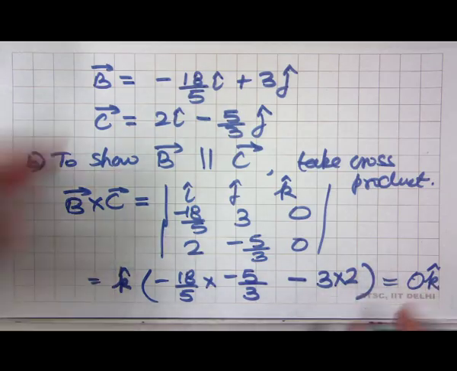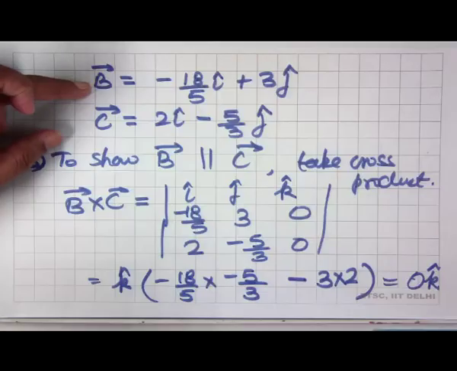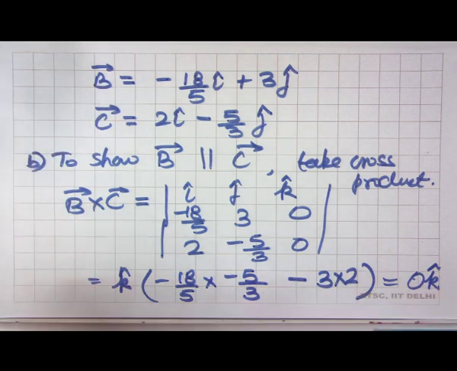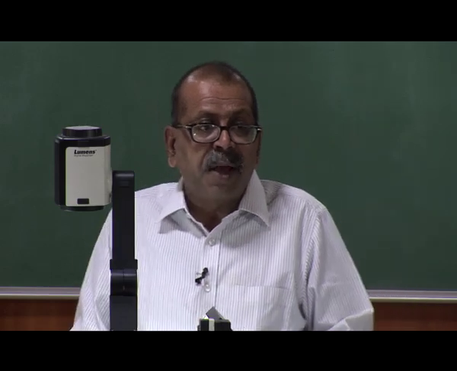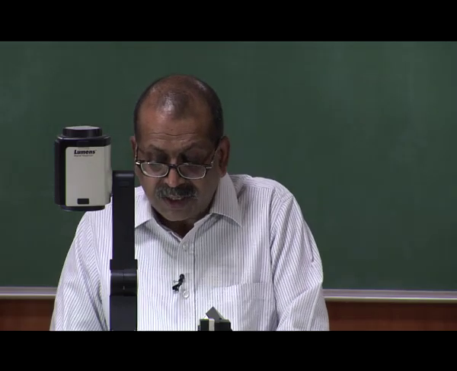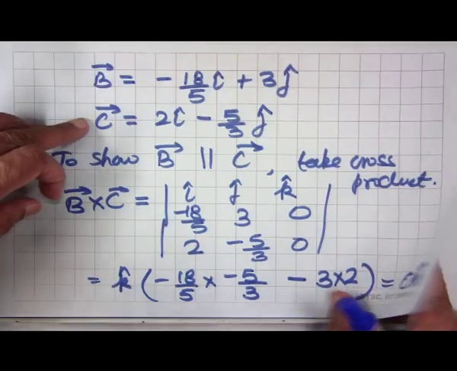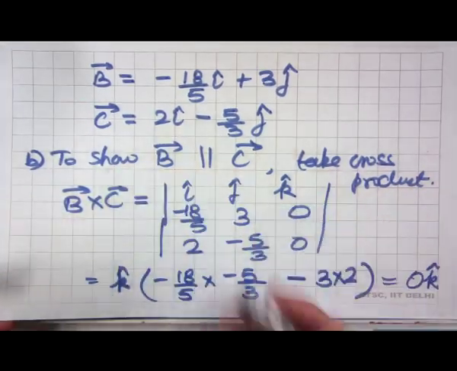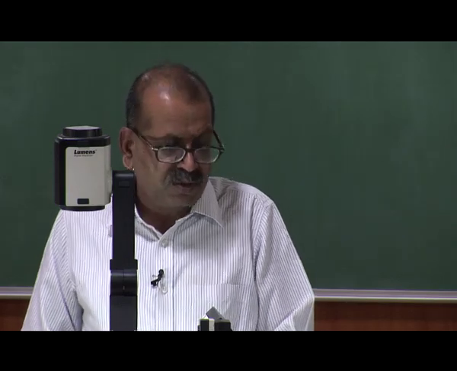Another way of doing this is we can write the unit vector along B and the unit vector along C, and if they are either parallel or anti-parallel, then we will get the same thing. So, we can just divide B by the magnitude of B and C by the magnitude of C, and if we get the same unit vectors or negatives of each other, then also we can show that B is parallel to C. So, that is another way.